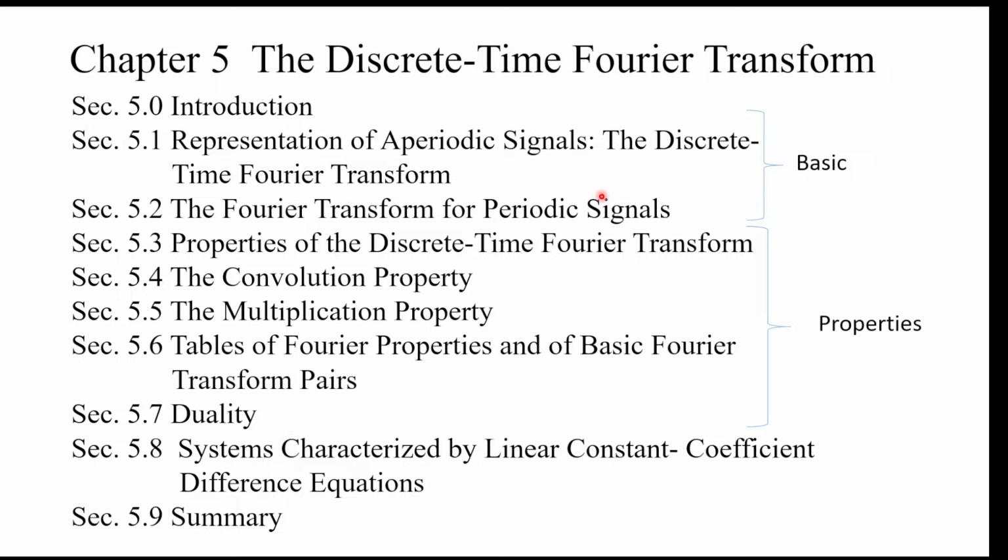Here is a quick table of what we're going to see, and it's very similar to chapter 4. We have the basics of the Fourier transform, then we have properties, and we'll talk about how to use it to solve some difference equations.